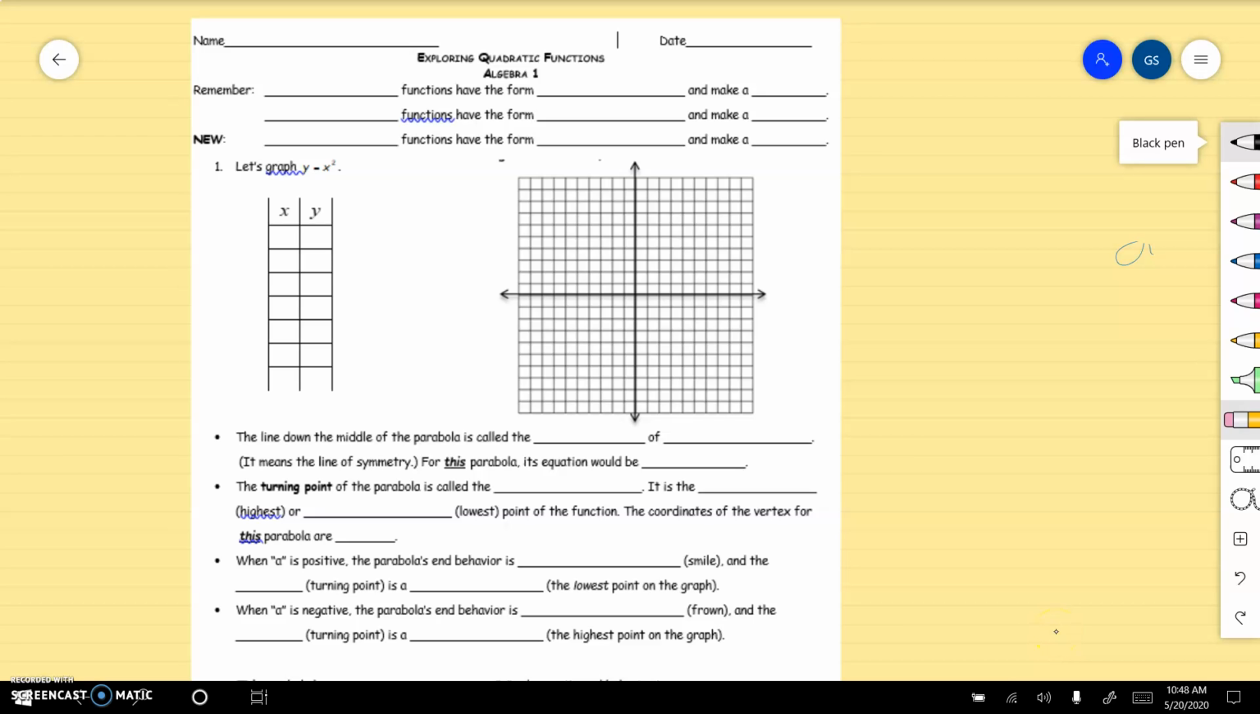Hi everybody. Today we're going to do lesson 813. It says exploring quadratic functions.